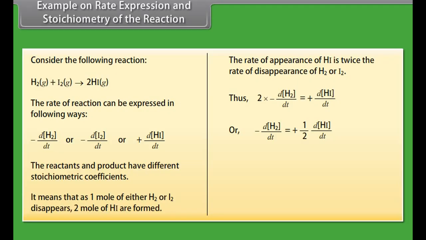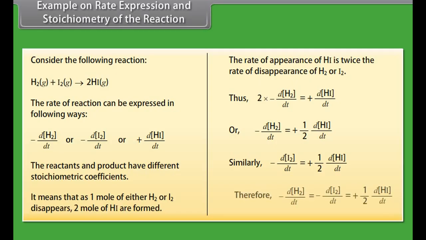Thus, minus d by dt of H2 is equal to plus 1 by 2 d by dt of HI. Similarly, minus d by dt of I2 is equal to plus 1 by 2 d by dt of HI. Therefore, minus d by dt of H2 is equal to minus d by dt of I2 is equal to plus 1 by 2 d by dt of HI.